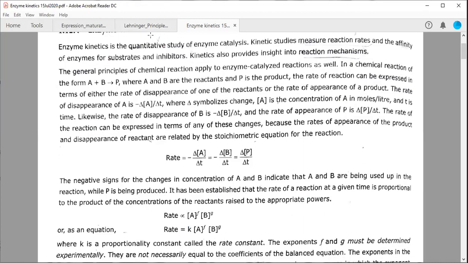Enzyme kinetics is the quantitative study of enzyme catalysis. Guys, I hope my voice is very clear and you are able to see the screen. And if you are facing some issue, please let me know so that we can fix it before going into the detail. Ankita is saying all clear. Okay, thank you, Ankita. Then we can move.